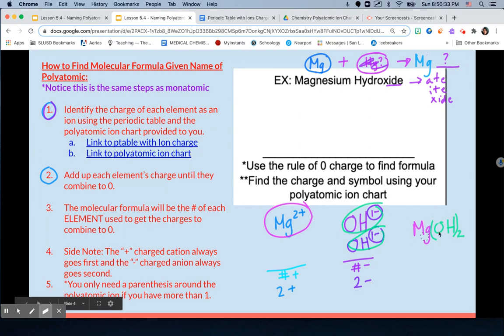So I just erased the arrows for neatness, and this would be my final answer, right? So this would be my formula given this name. So Mg(OH) in parentheses 2, because I have 2 OH's that I used.